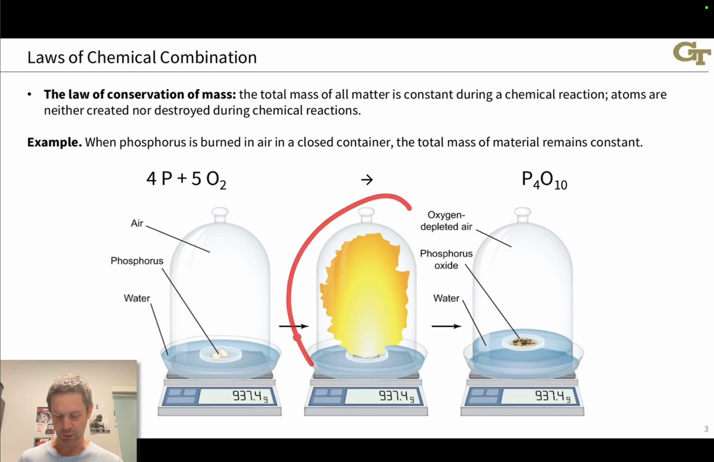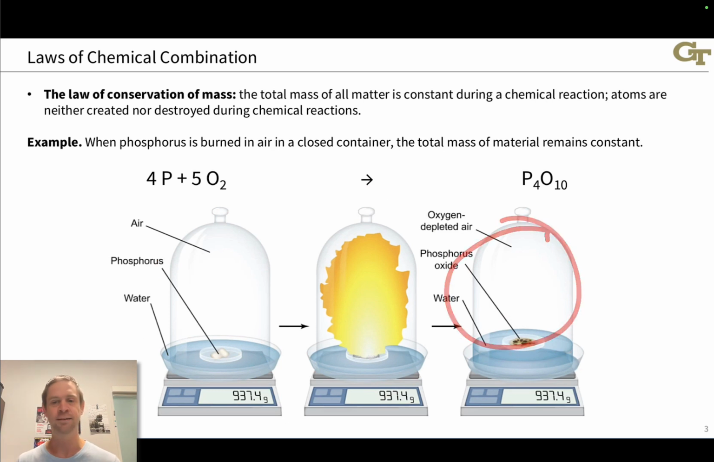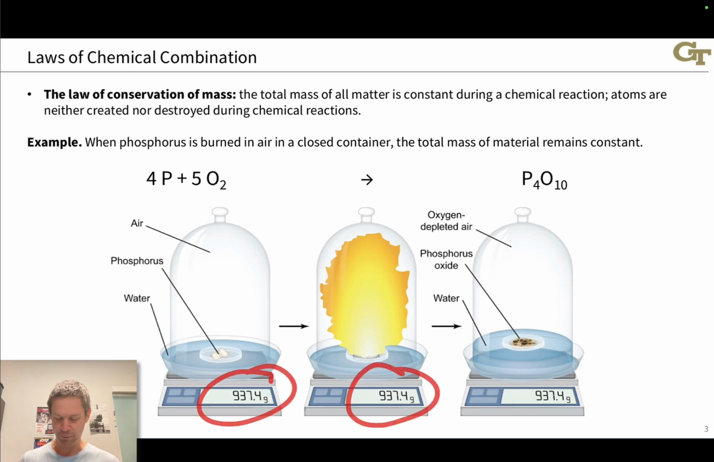We ignite it, a chemical reaction happens, and at the end we have the product, the chemical product, which is a phosphorus oxide, P4O10. We have air that has been depleted of oxygen, since some of the oxygen has been incorporated into the product, and actually the water level has risen a little bit since there's less oxygen in the space, the headspace, above the phosphorus oxide. But notice the reading on the balance now, 937.4 grams throughout the process. Mass is neither gained nor lost overall. Things just change places, more or less.